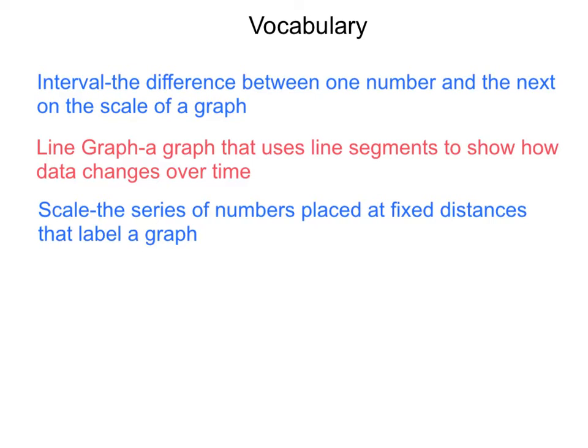Copy today's vocabulary in your math notebook. Interval. An interval is the difference between one number and the next on the scale of a graph. A line graph is a graph that uses line segments to show how data changes over time. A scale is the series of numbers placed at fixed distances that label a graph.